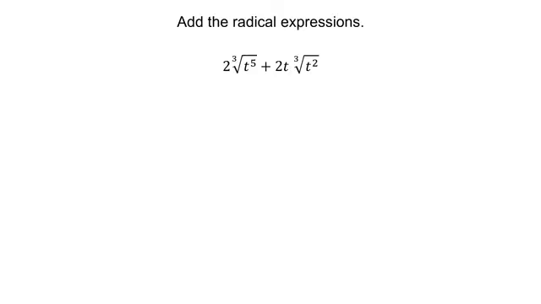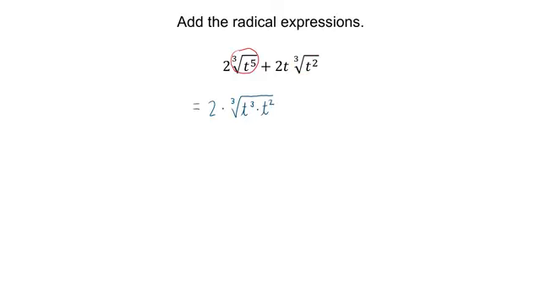So here we're asked to add the radical expressions 2 times the cube root of t to the fifth plus 2t times the cube root of t squared. Notice that these are not like radical terms. The first term is the cube root of t to the fifth, and the second term is the cube root of t squared. But let's simplify each of these radical expressions to see if we do in fact have like radicals that we can combine.